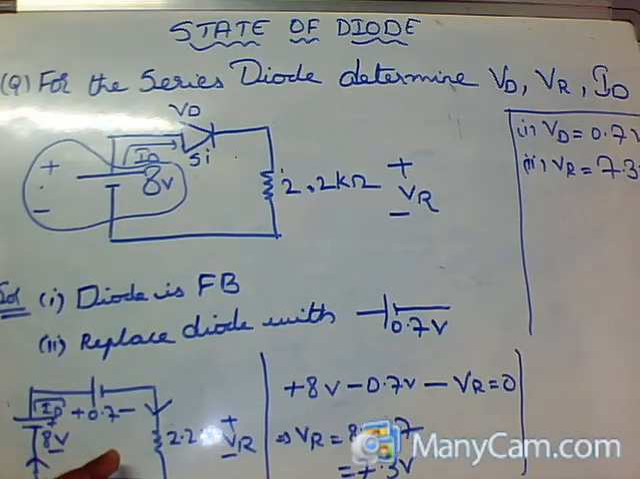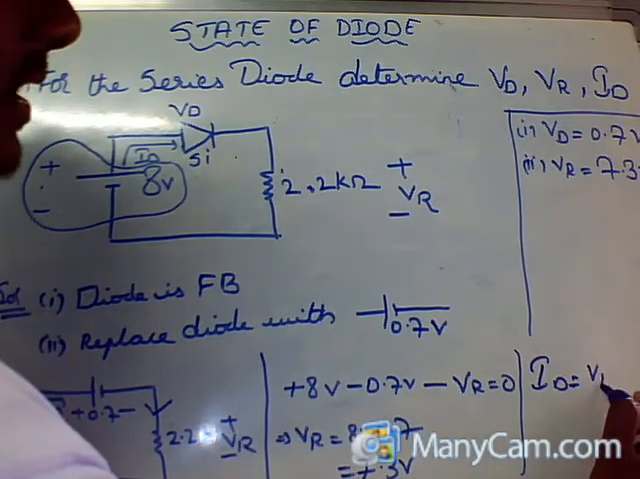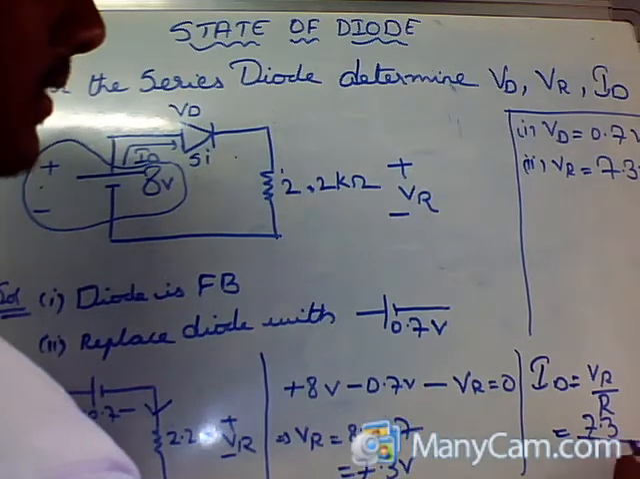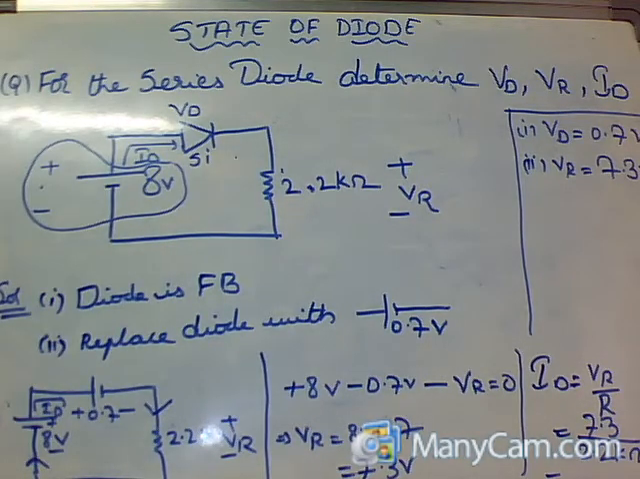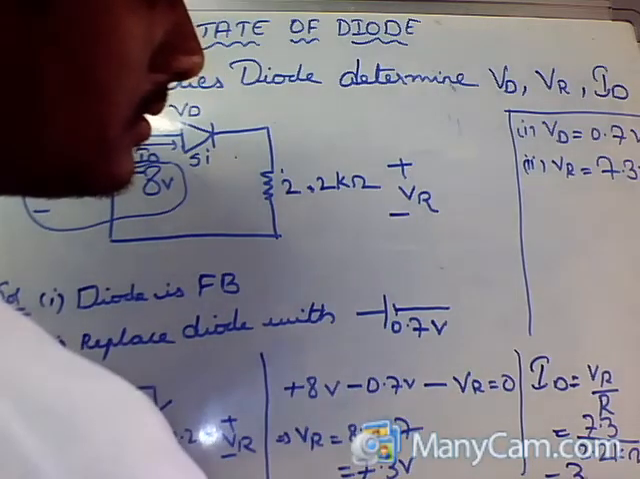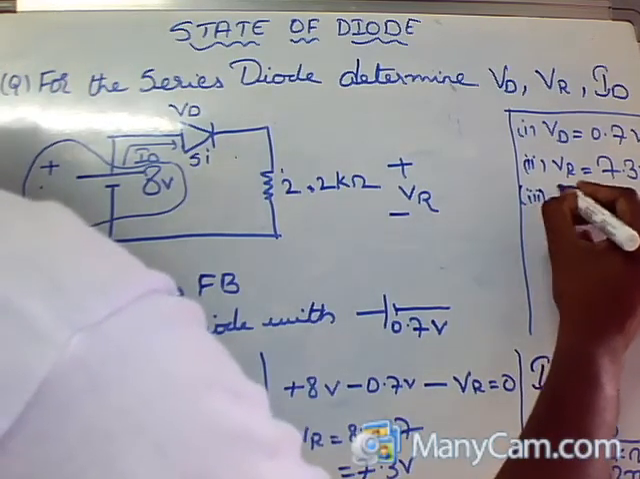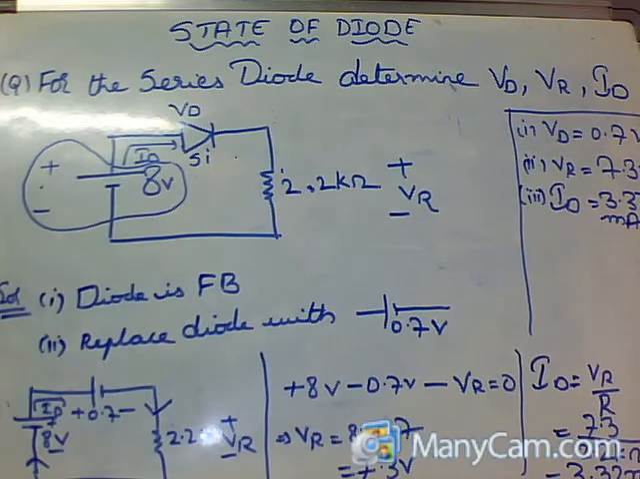Now, as you know, for the third parameter ID, the current is flowing through the resistor, so by applying Ohm's law, ID is equal to VR by R. What is VR? 7.3 divided by 2.2 kilo ohms, that is equal to 3.32 milliamps. So our third parameter is also successfully found. 3.32 milliamps. This is how we can solve a problem when there is a diode in the network.